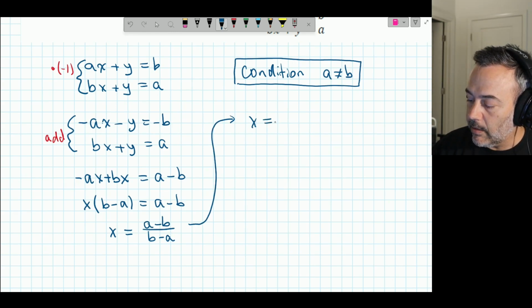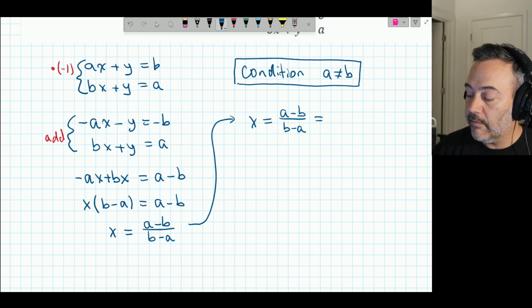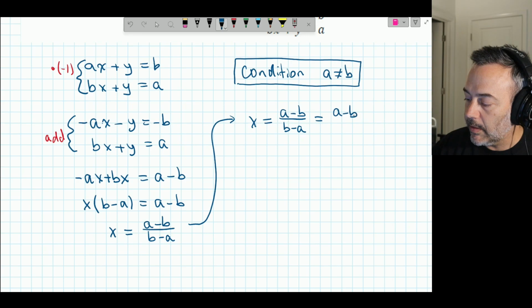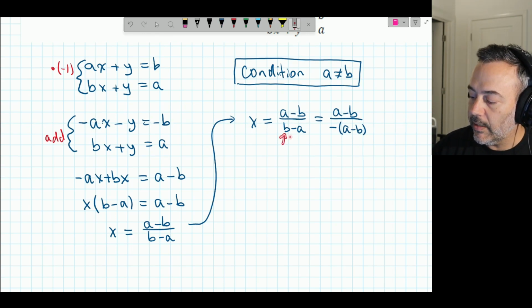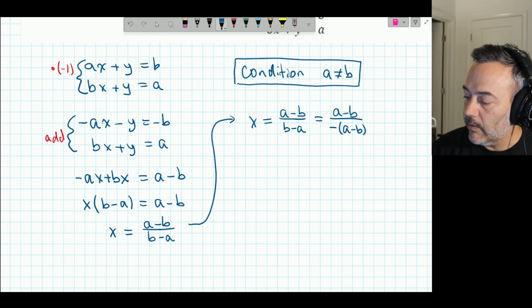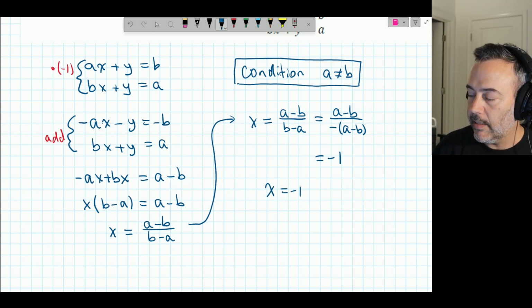Okay. X equals a minus b over b minus a. But we can simplify further because we can factor a -1 out of the numerator or denominator. Let's factor it out of the denominator. If you factor a -1 out of the denominator, it becomes a minus b. Because if you factor a negative out of b, it becomes -b. If you factor a negative out of a, it becomes positive a. So I can switch the order of the subtraction. And now a minus b over a minus b is 1, so this is -1. So as long as a is not equal to b, x equals -1.